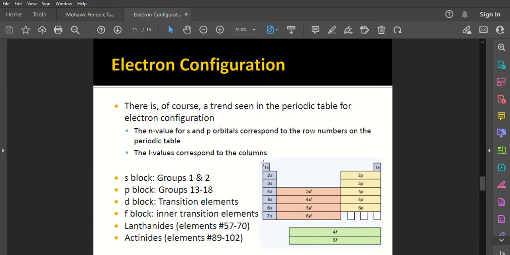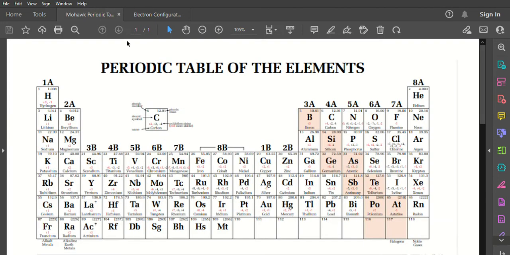So we can see that the S block is down the left-hand side of the periodic table. So these two columns are the S block. And the S block starts at 1s, so hydrogen and helium would fill the 1s's. Lithium would begin the 2s's, the 3s's, 4s, and so on.